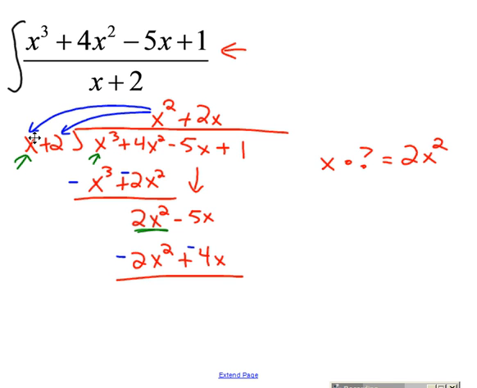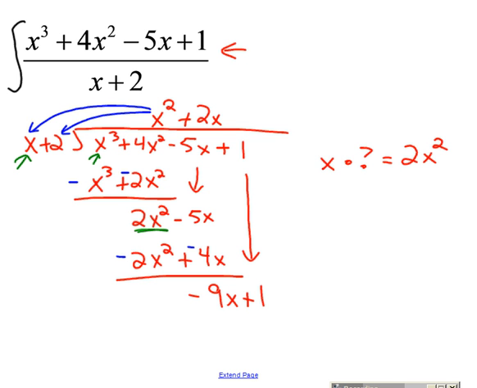And again, 2x squared minus 2x squared, awesome. That's 0x squared. That should always happen. Usually we don't write it because it just makes it messier. And then negative 5x minus 4x is negative 9x. So I've done my subtracting. The next step is bring down the next term.